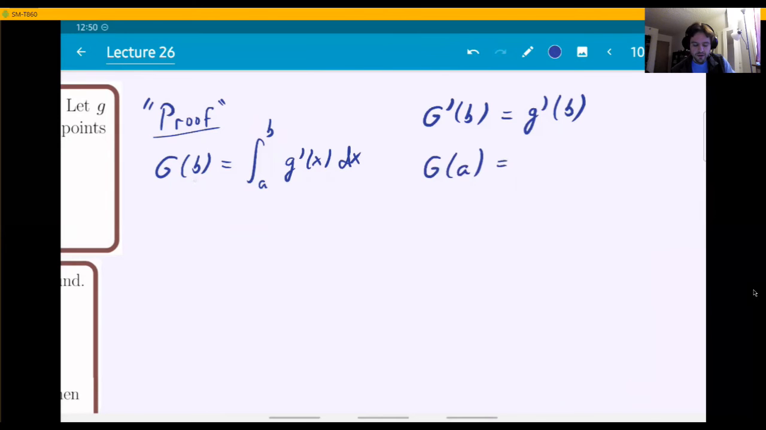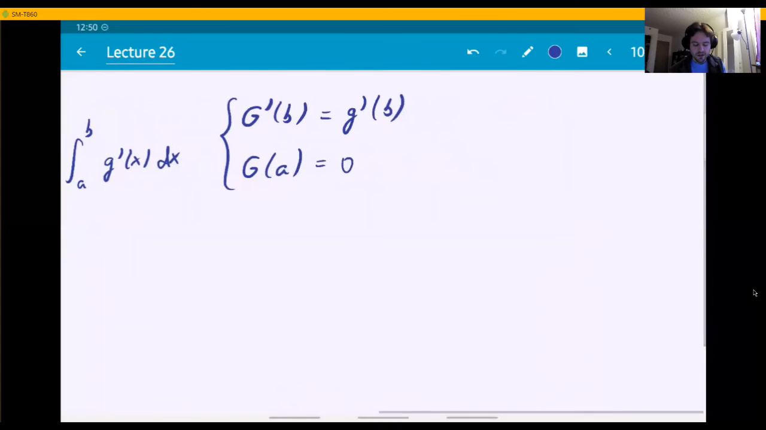So we are considering it as a function of b. What happens if we plug in b equals a? Well, then that's going to be an integral between a and a. And we talked about how integrals between one point and the same point are by definition always equal to 0. So do you recognize what this is now? This is an IVP, initial value problem, for the function big G.